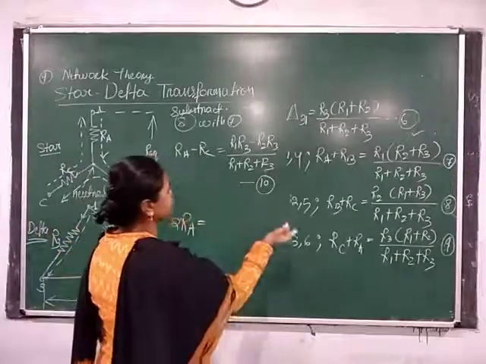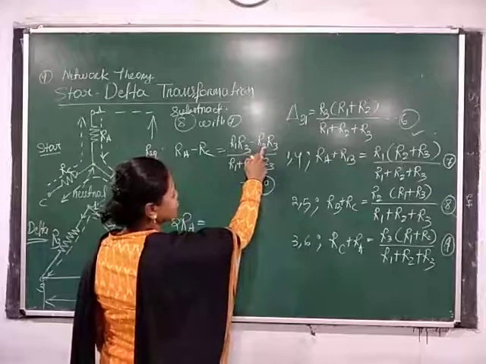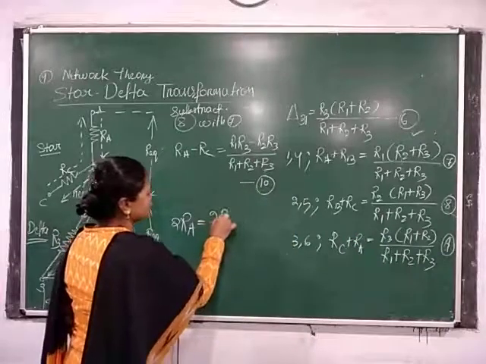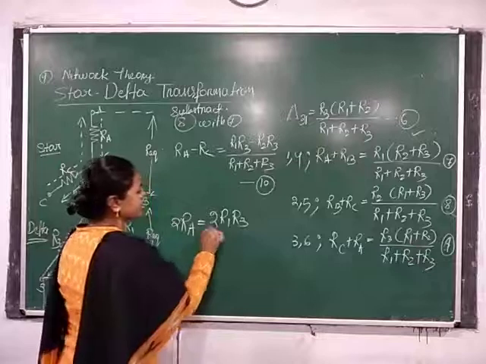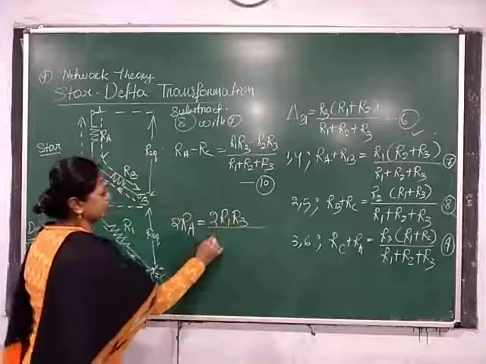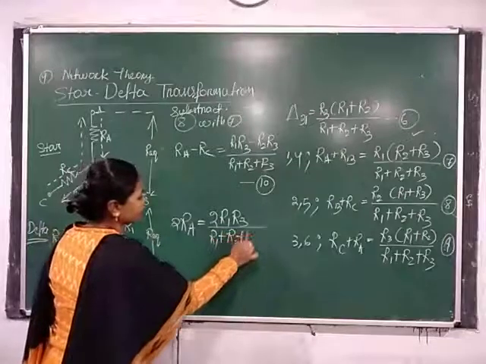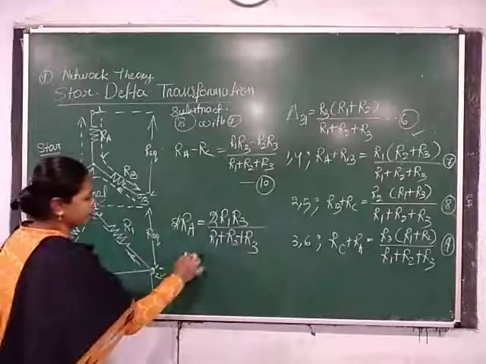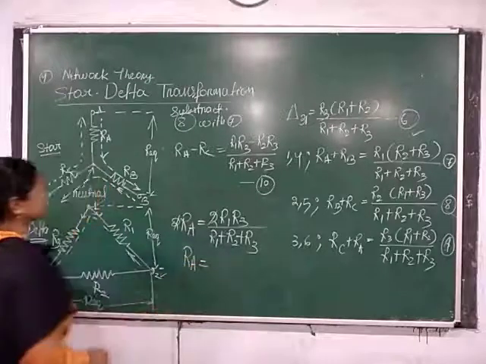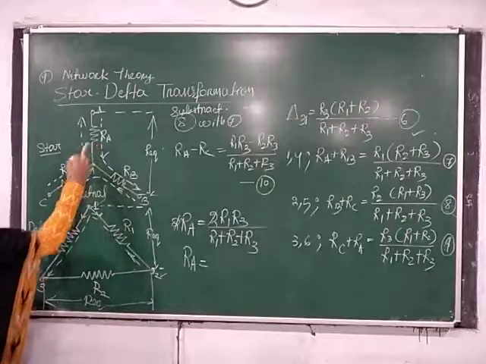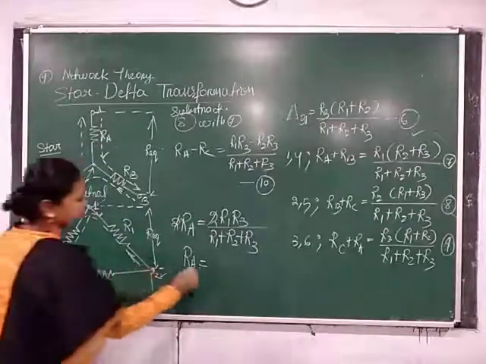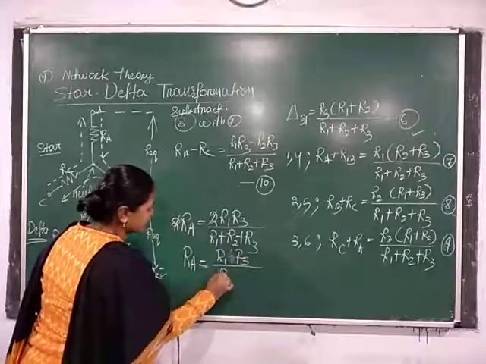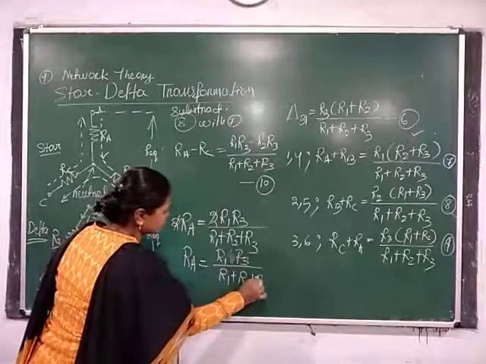Then on the right hand side, R2 and R3 are cancelled out, and with R1 you get the right hand side of the equation as 2R1R3 divided by R1 plus R2 plus R3. These two are cancelled out, and finally you get the star resistance RA with respect to delta as R1 into R3 divided by R1 plus R2 plus R3.